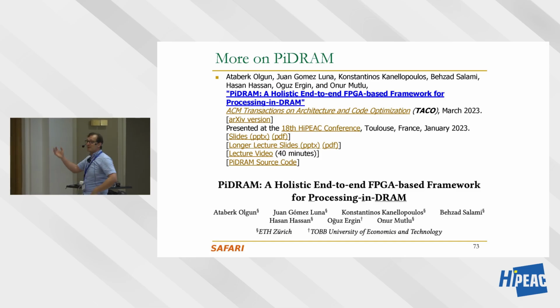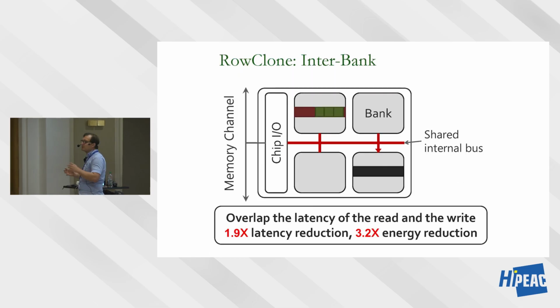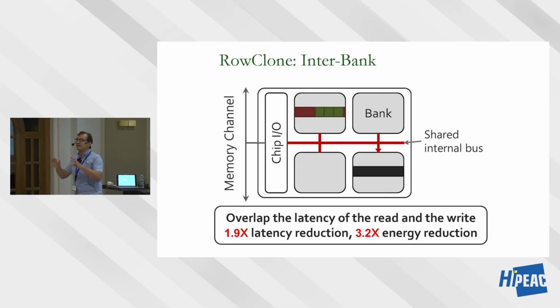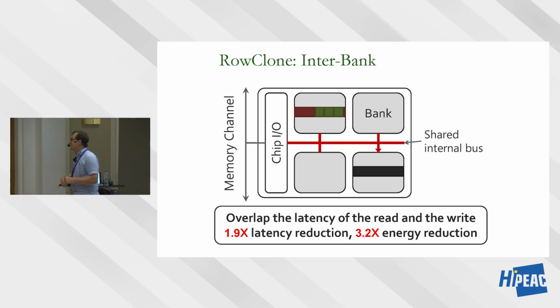So that was one way of copying data in DRAM. There's another way of copying data. You may ask the question, what if the data is not in the same bank? If the data is in a different bank, then you need a little bit more modification. This you cannot do in real DRAM chips, because you need to modify the DRAM chips a little bit. But basically assume that there's a shared internal bus between banks in a DRAM chip.